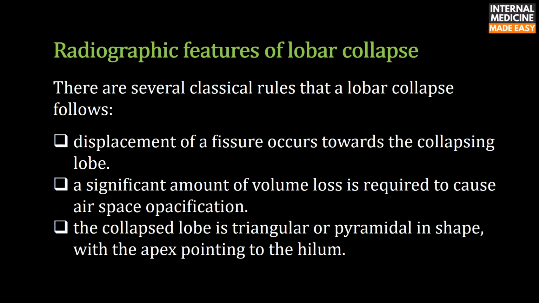Radiographic features of lobar collapse. There are several classical rules that a lobar collapse follows, such as displacement of a fissure occurs towards the collapsing lobe. A significant amount of volume loss is required to cause airspace opacification. The collapsed lobe is triangular or pyramidal in shape, with the apex pointing to the hilum.